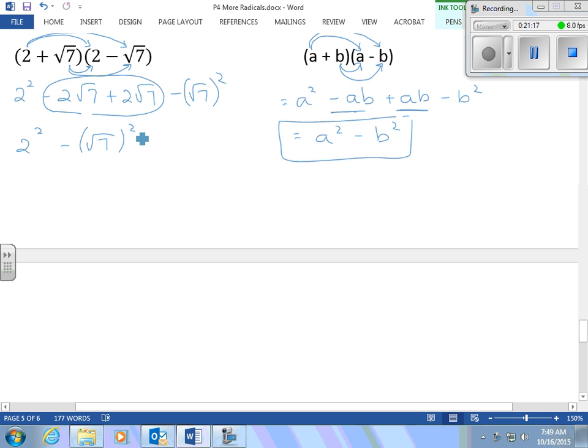And now let's evaluate what that is. That gives me 4 minus 7. Square root of 7 times the square root of 7 gives me 7, which is negative 3.